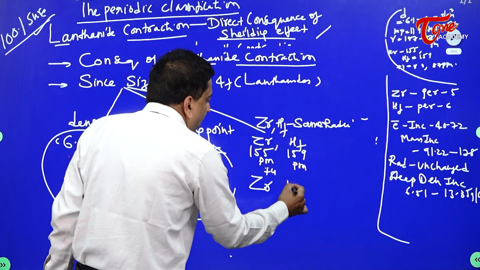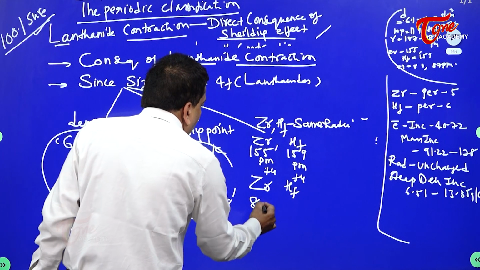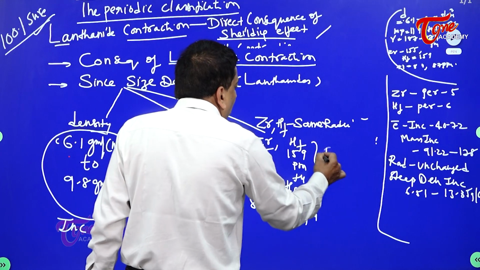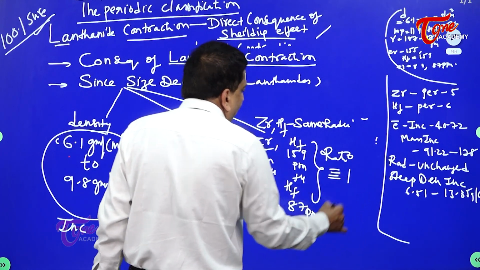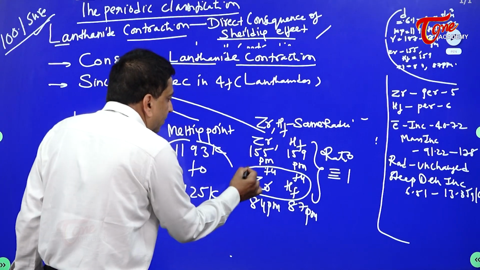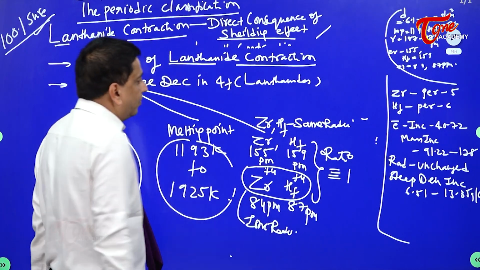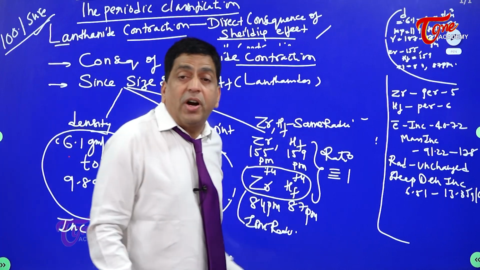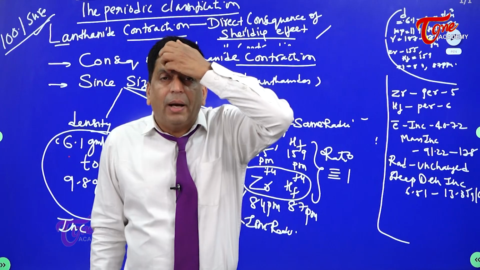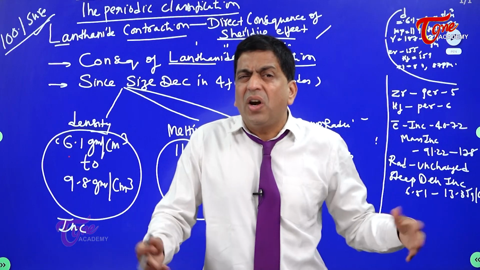And remember, zirconium is tetravalent, and hafnium is also tetravalent. If you put the ionic radii, this is around 84 picometers and this is 87 picometers, and the ratio of all this is almost equal to 1. This is ionic radii. Zirconium and hafnium having the same radii is a direct consequence of lanthanide contraction. You can't discount 0.2 angstrom, leave it off.